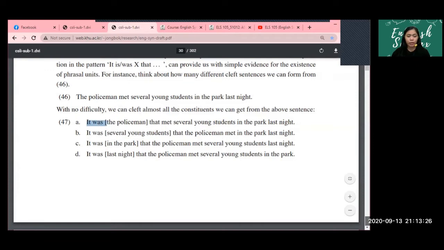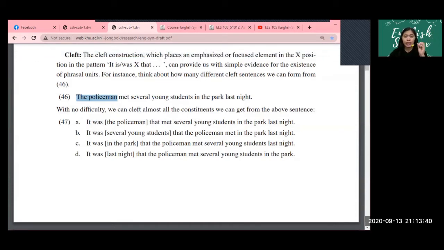So, for example, it was the policeman that met several young students in the park last night. We can clearly identify that the policeman is a constituent, a valid grammatical phrase in itself, because it can be placed in the X part of the pattern, it was X or it is X that. Okay, so with several young students, it was several young students that the policeman met in the park last night.